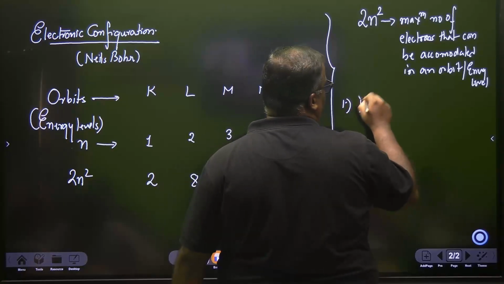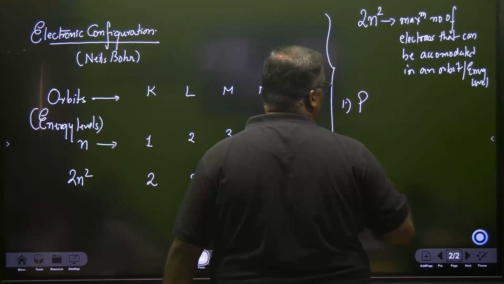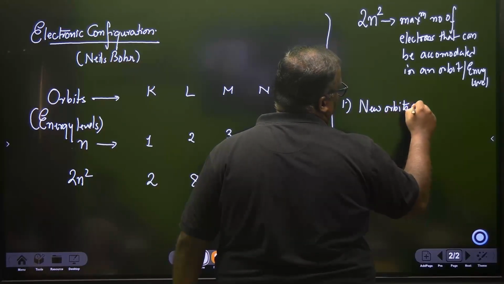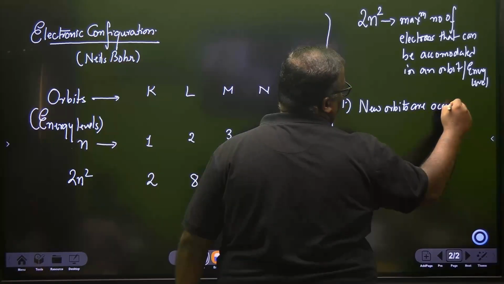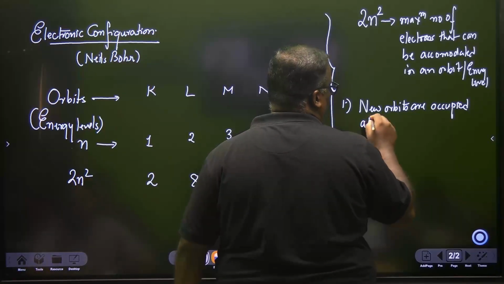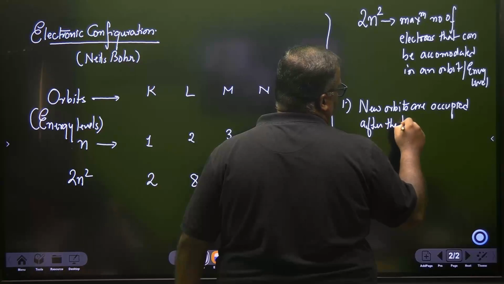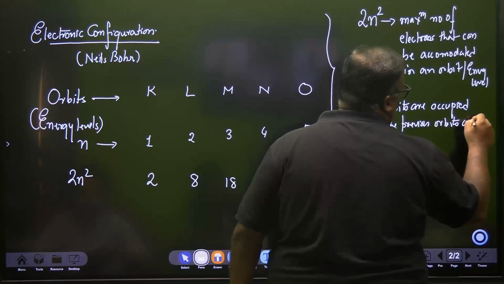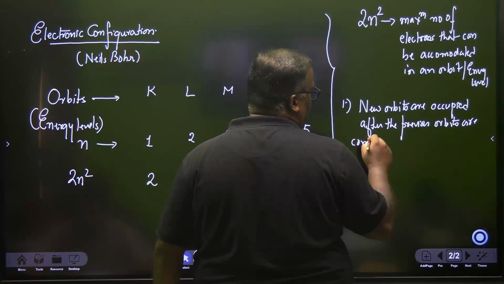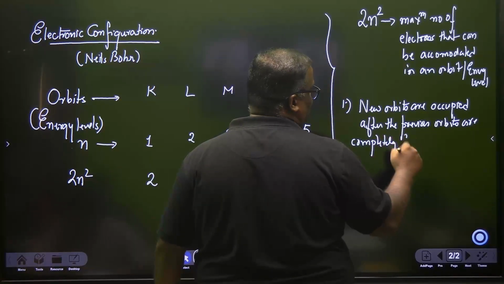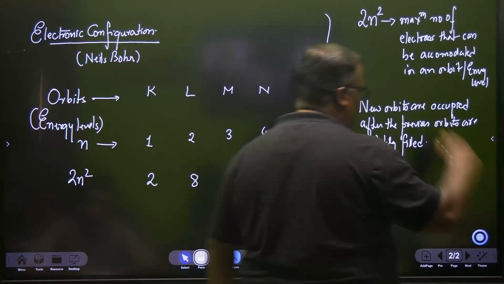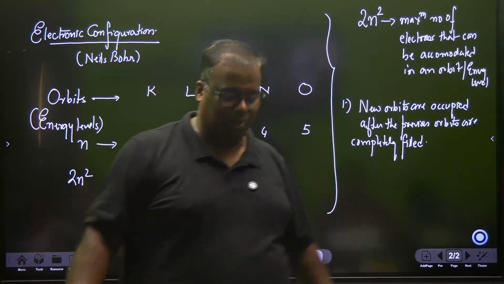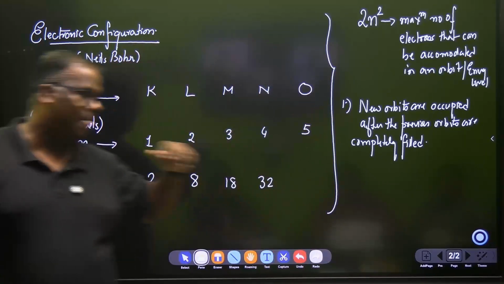That is, new orbits are occupied after the previous orbits are completely filled. Here also there will be exceptions. You have to remember, completely filled. If you don't fill up level 1, you will not open the rooms of level 2. As simple as that. Now the next one.